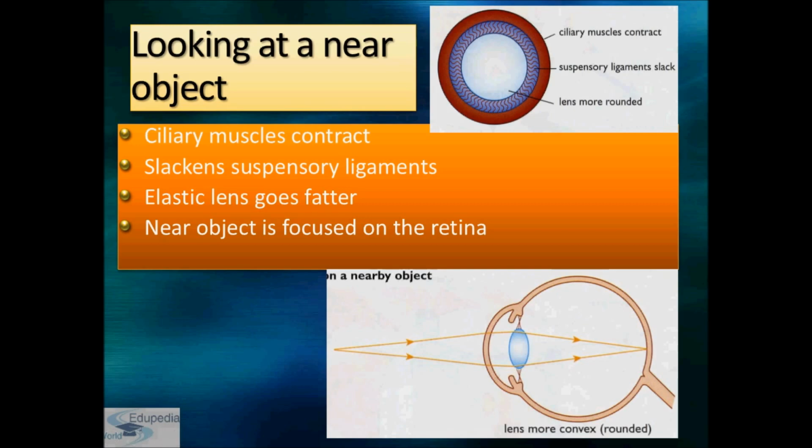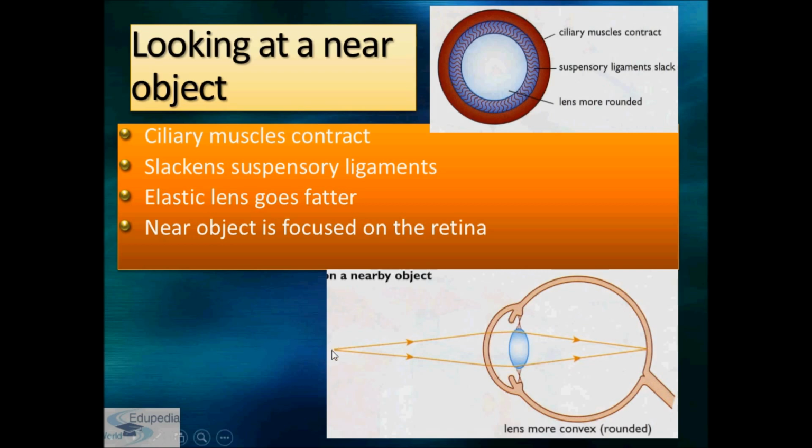Whereas in the previous case when we look at a distant object, the lens becomes flattened. But here when we look at a nearby object, the lens becomes more rounded and fatter. And then the nearby object is focused on the retina.